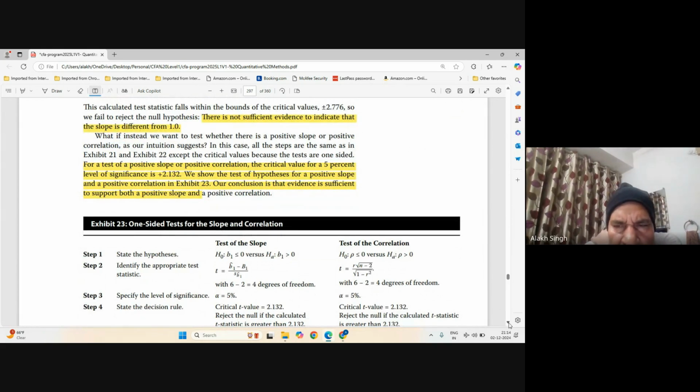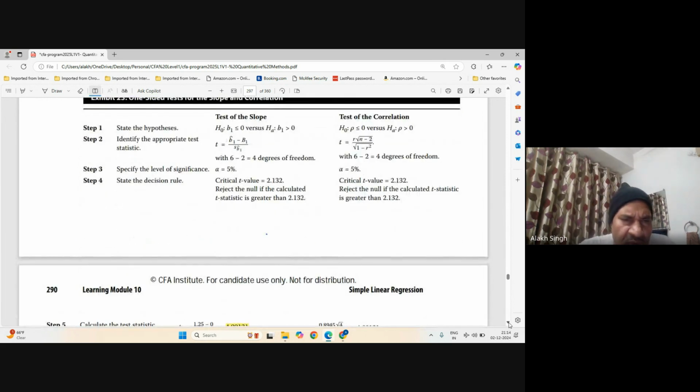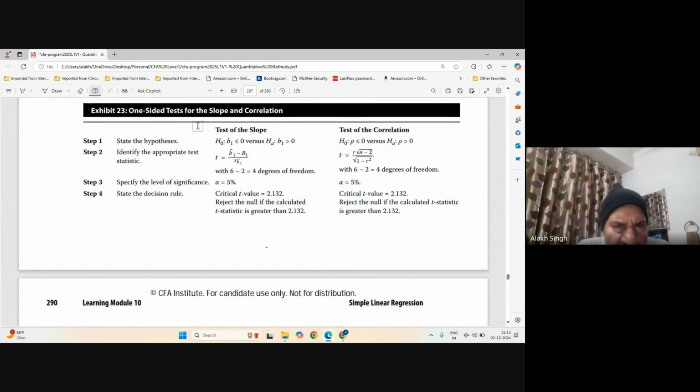Okay. Now let's see here. One-sided test of slope and correlation. This is calculated for the test of positive slope. Here is the summary of all. We did this yesterday also, that it is a one-sided test for the slope and correlation.